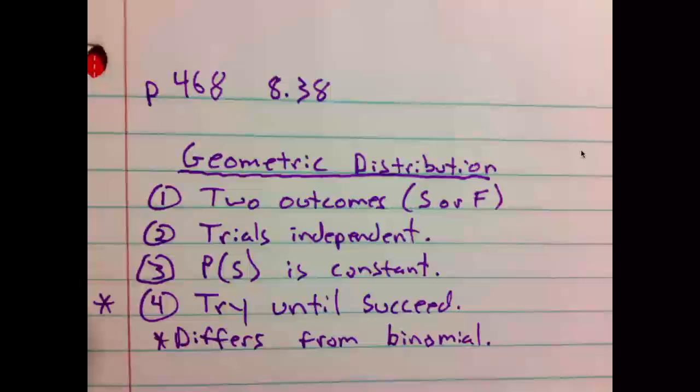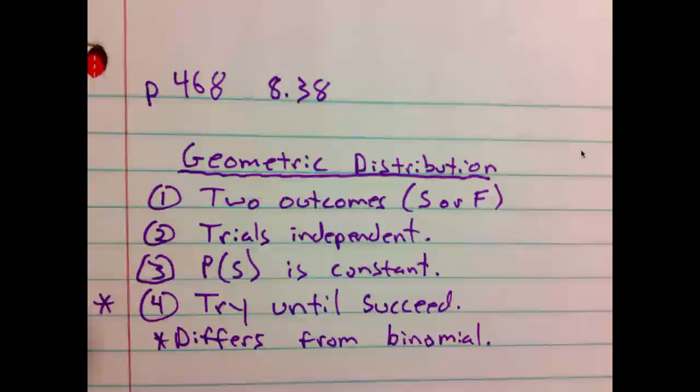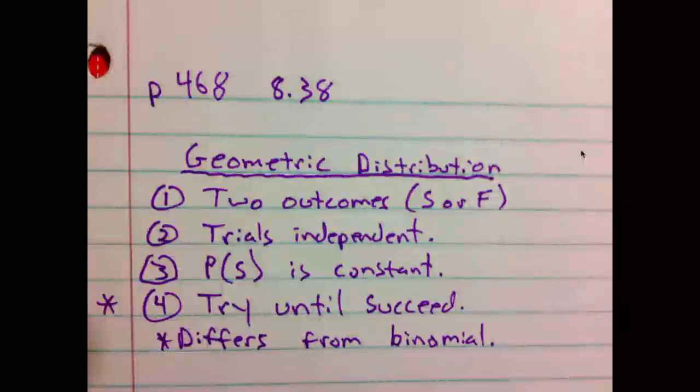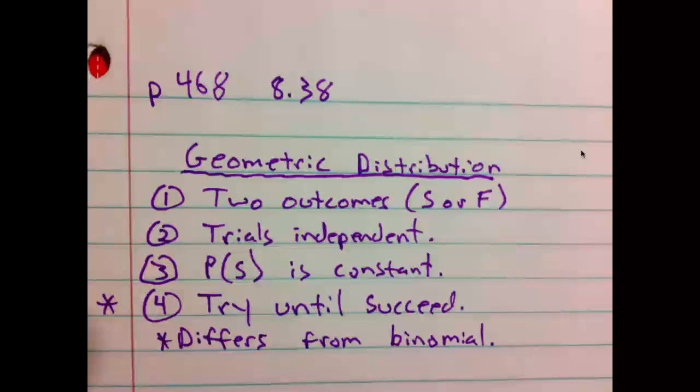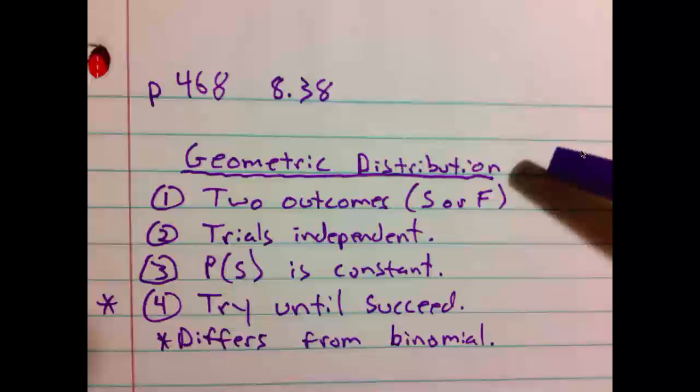All right, we'll be looking at page 468, problem 8.38. It's dealing with the geometric distribution. The problem says we're going to conduct an experiment where we roll a single die until we get a prime number. It says let x be the number of rolls required to get the first prime. All right, so we have discussed geometric distribution.